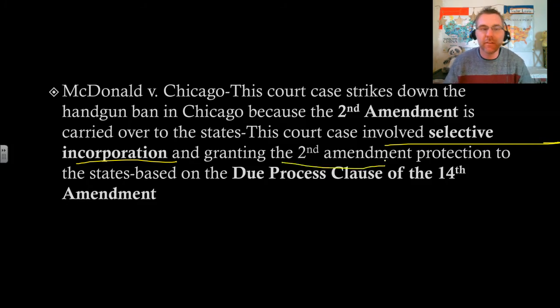But this is the one that applied the Second Amendment, saying that a state can make it difficult to get a gun, but they can't outright put a ban on your ability to have a gun. And that struck down the handgun ban in Chicago.